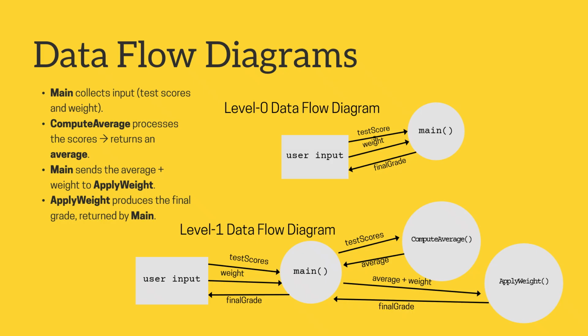Instead of focusing on the step by step like a flow chart does, a data flow diagram, or DFD, focuses on the input and the output of a function. It makes clear what data each part of the program needs, how it's going to be transformed, and then what value is going to be returned. And this helps us to develop clean and well-defined functions.